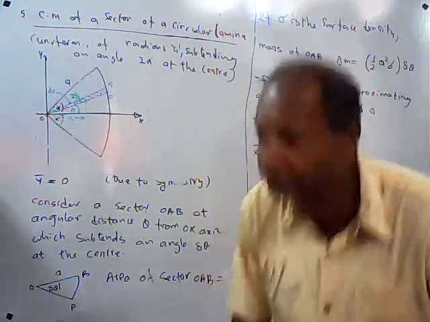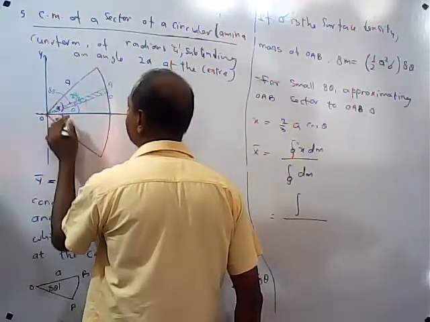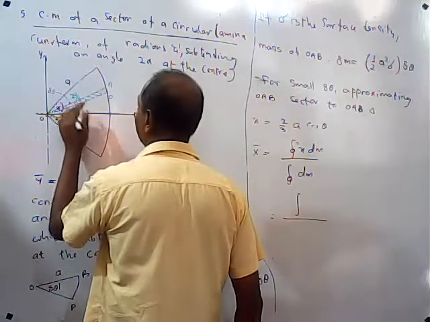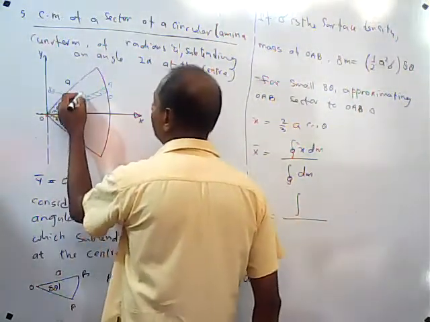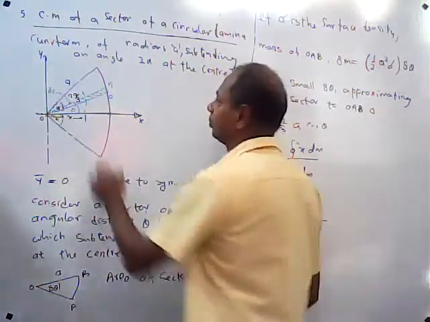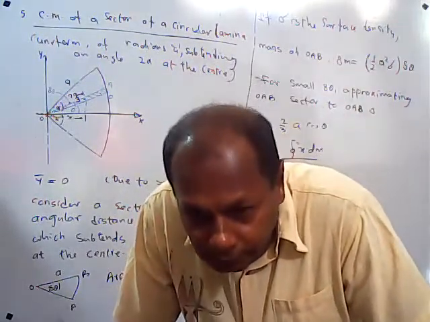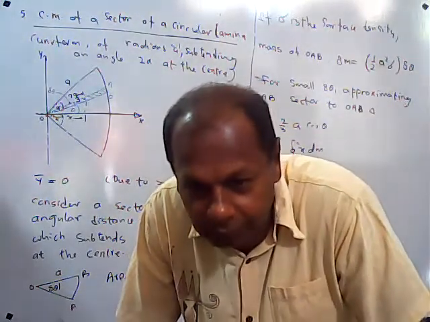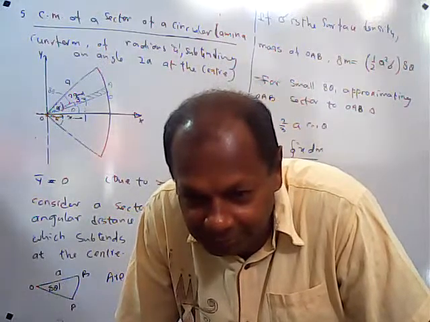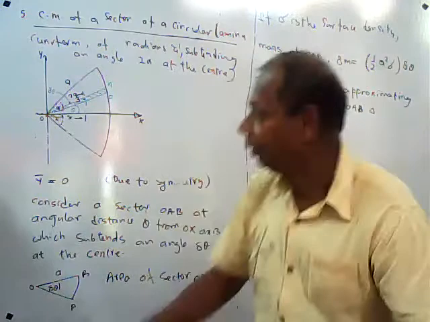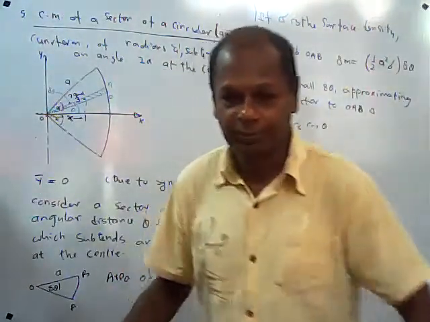This is X. This is 2a over 3. This is x, and from here to here it is 2a over 3.